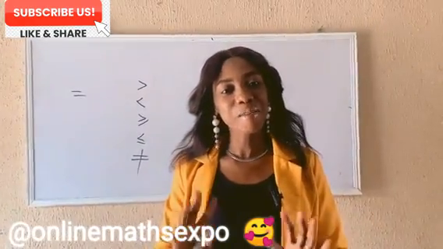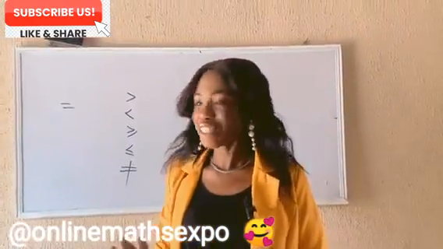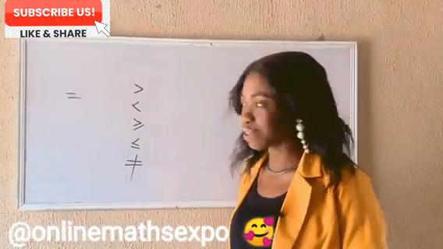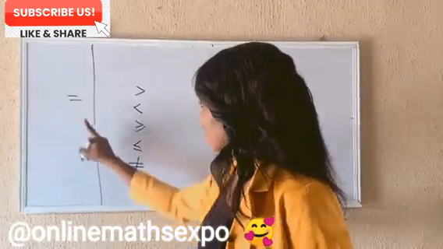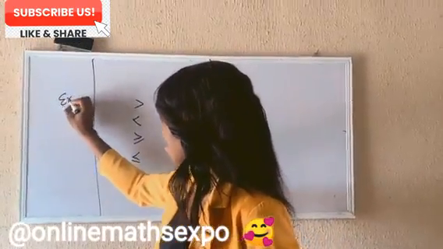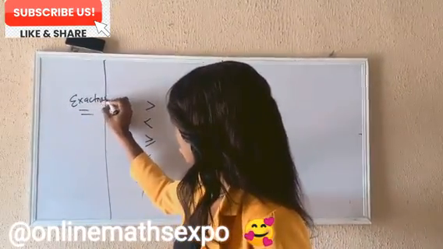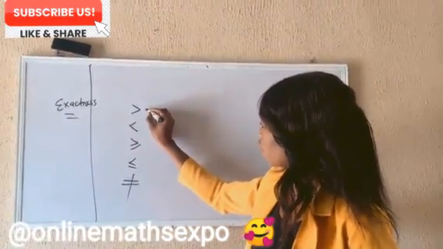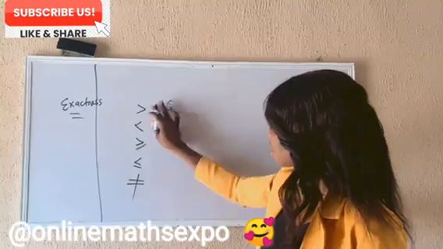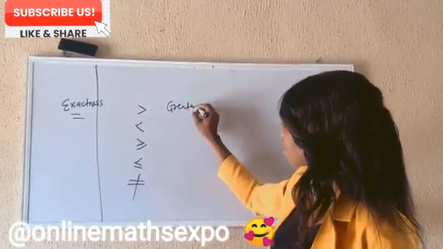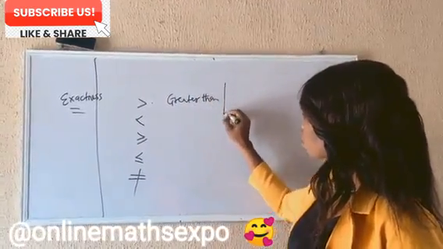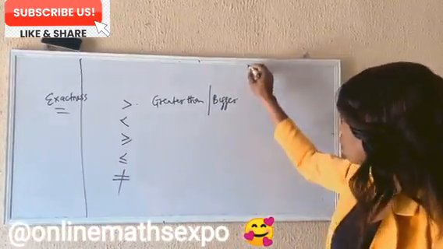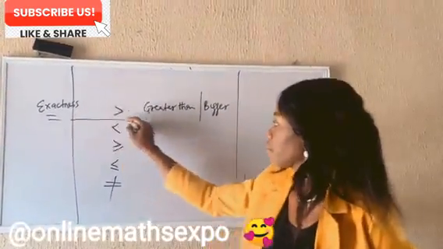Hello, welcome back to our today's class. Let's take you through this to know the difference in these signs we have on the board. This is said to be exactness. Now this is what we call greater than, or what we call bigger than. Now I'm going to give you examples on each of them.